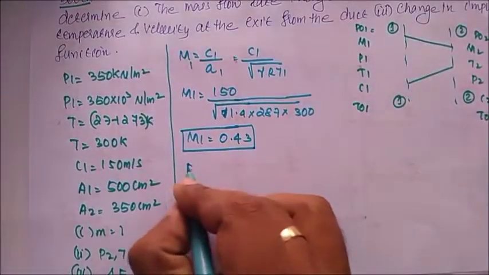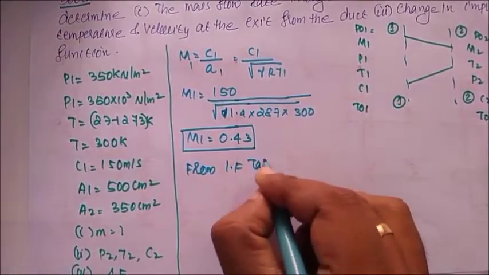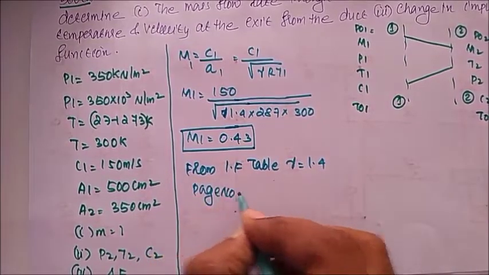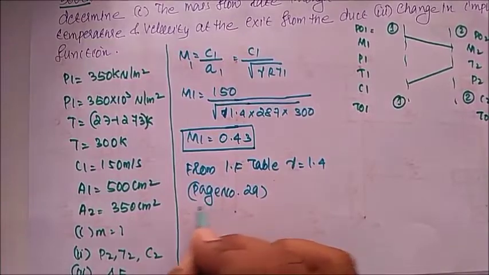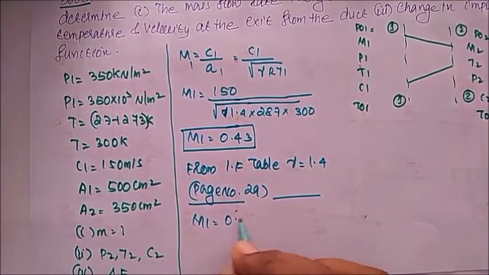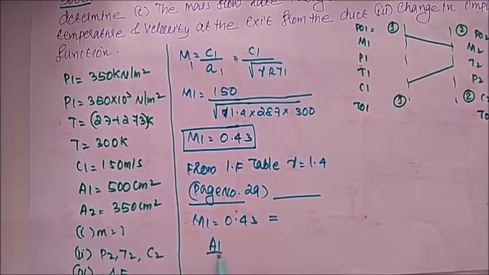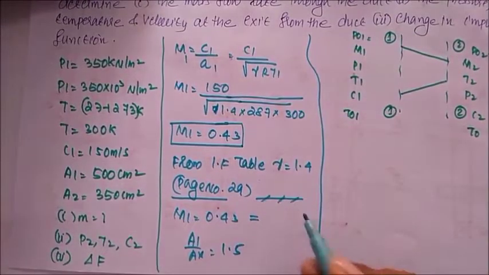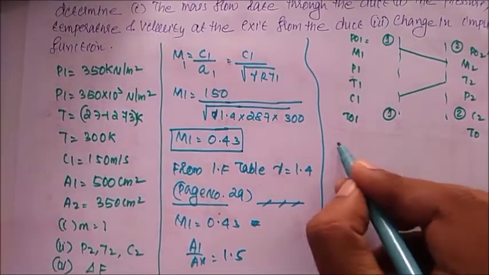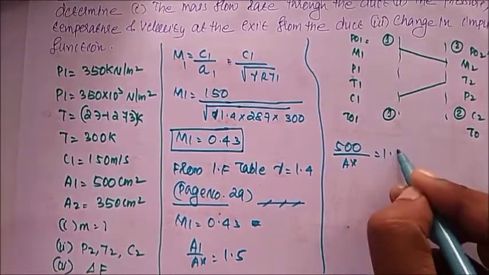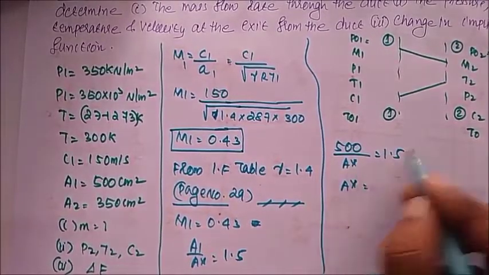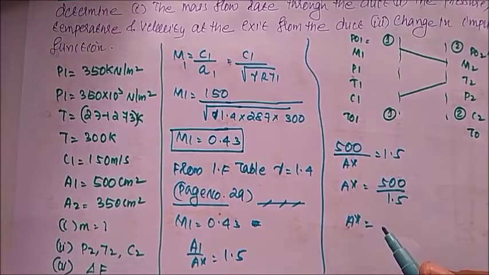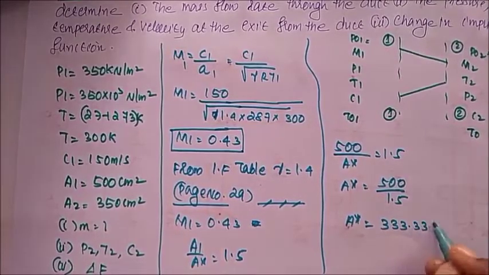From the isentropic flow table, gamma is equal to 1.4, page number 29. M1 is equal to 0.43. Therefore, A1 by A star is equal to approximately 1.5. A1 is equal to 500, that is 500 divided by A star is equal to 1.5. Therefore, A star is equal to 500 divided by 1.5, that is approximately 333.33 centimeter square.